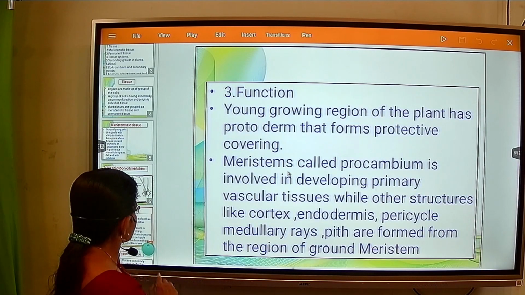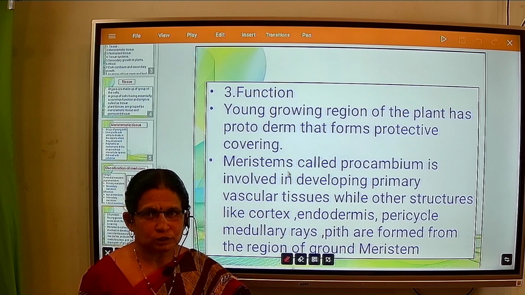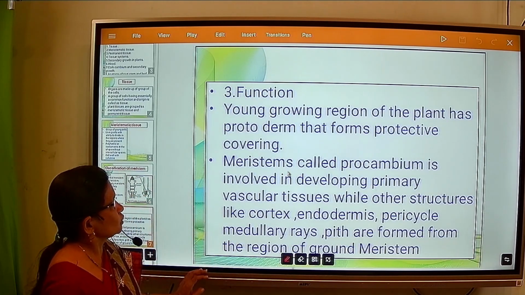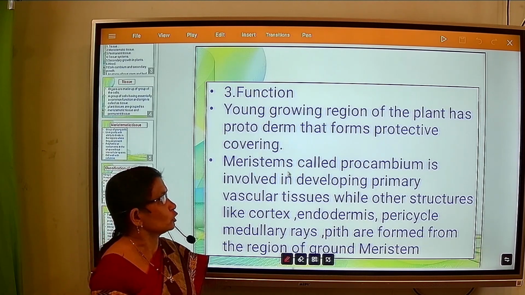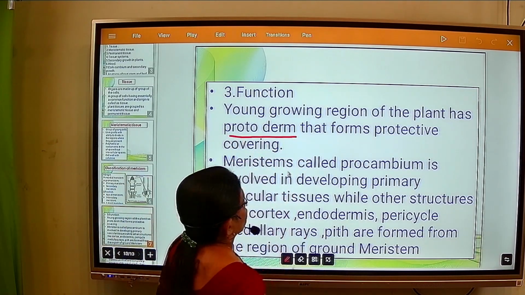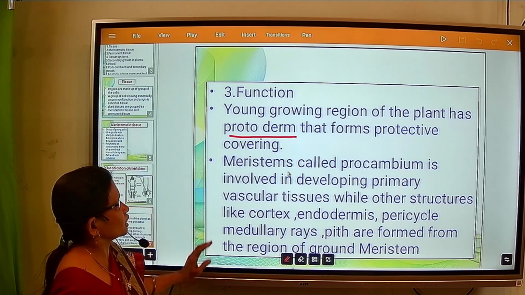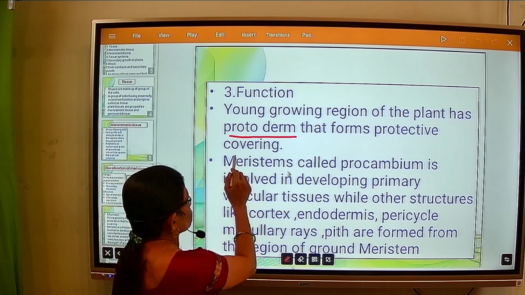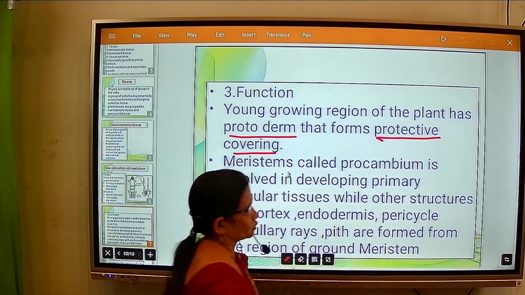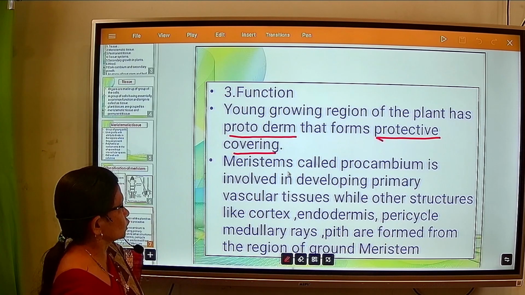Now we will see the functions of meristematic tissues. First function, the young growing region of the plant has protoderm that forms the protective covering. In the primitive condition, it has a layer of cells which forms the protective covering of the organ. It may be root or the stem, so it is called protoderm.